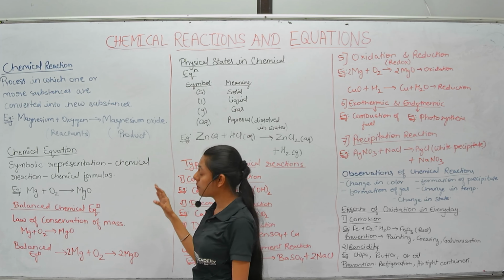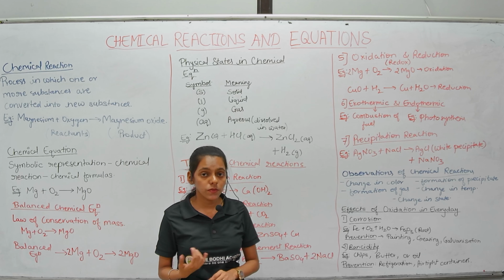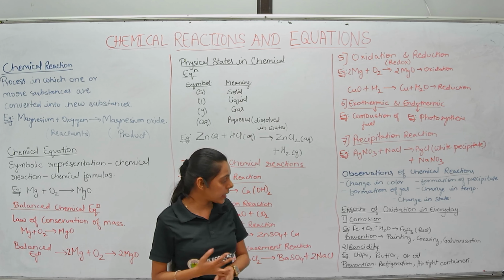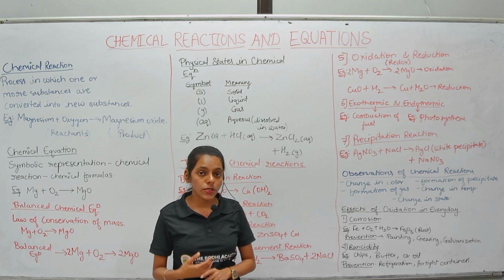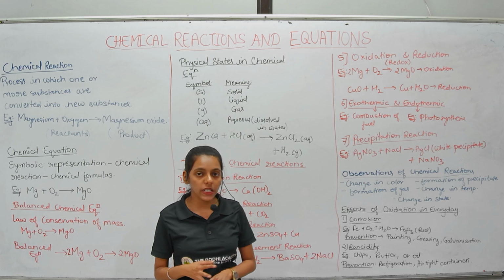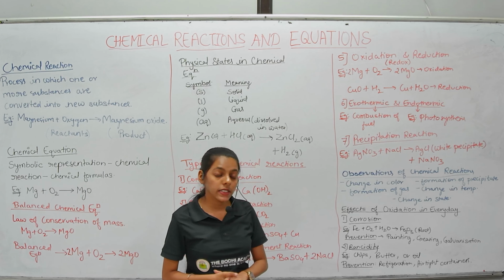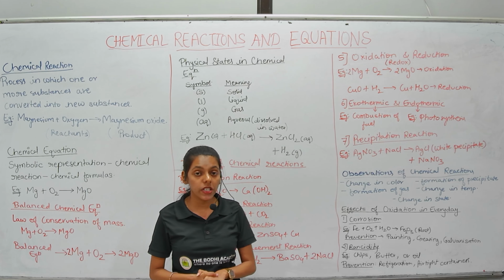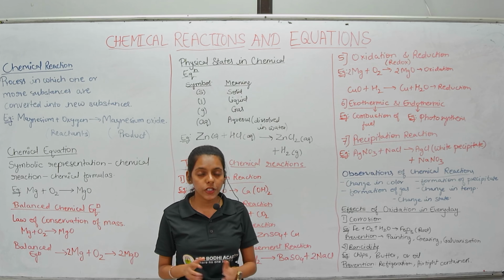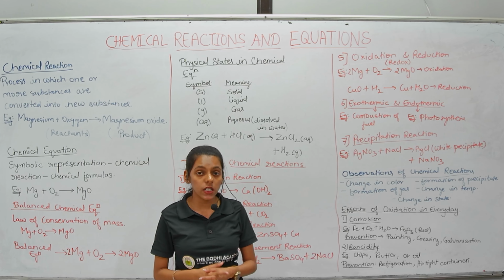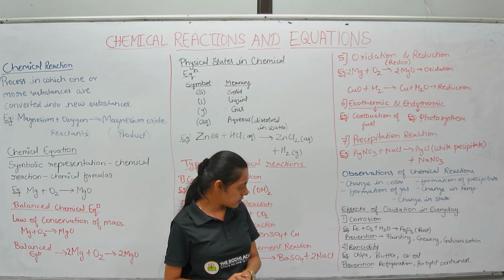Then how can this corrosion be prevented? One is painting, which forms a protective layer on the metal and protects it from water or air. Then greasing or oiling, where also there is a layer on the metal which protects it from the outer environment. Then there is galvanization, where we coat the metal with a layer of zinc.